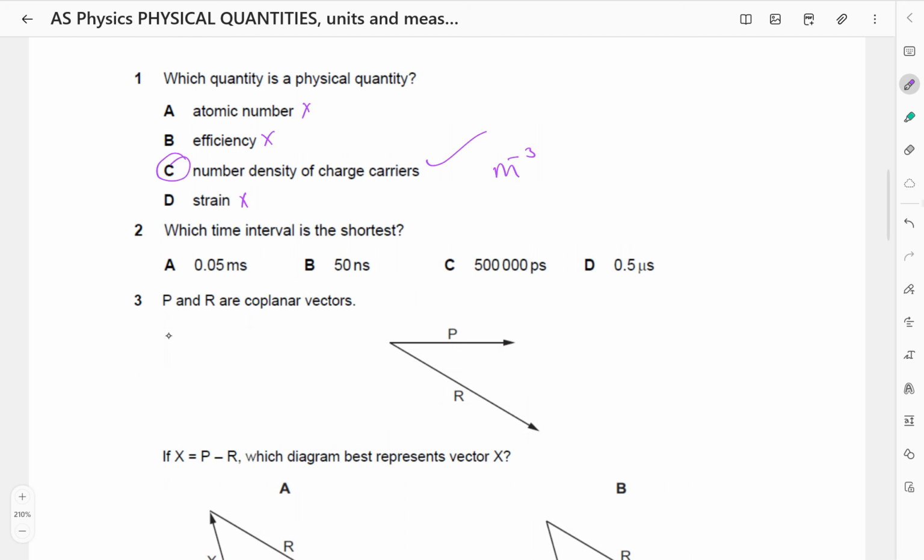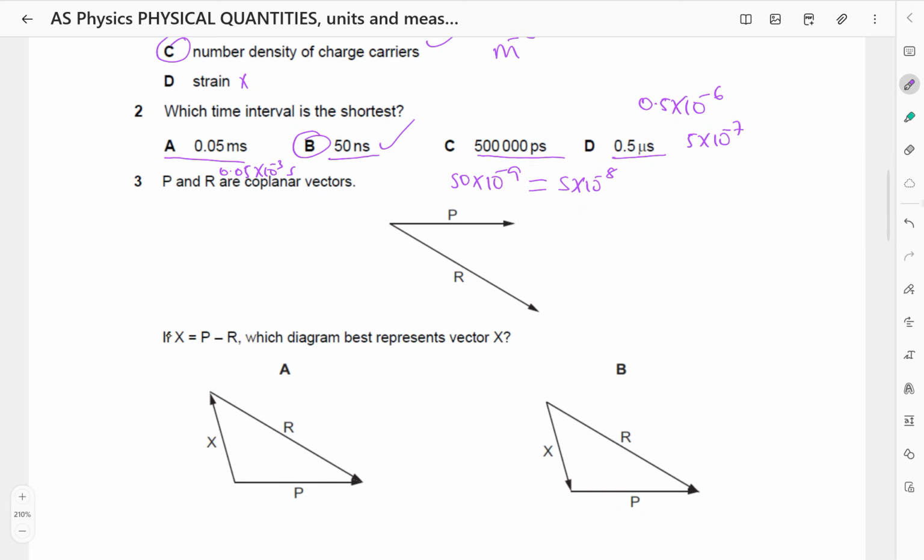Which time interval is the shortest? We can convert these ones, but I think the answer is going to be B. When I convert 50 times 10 power negative 9, because nano is power negative 9, that is 5 times 10 power negative 8. So this one is very big. This one, milliseconds, is going to be 0.05 times 10 power negative 3 seconds. This is bigger than this one already. Micro is going to be 0.5 times 10 power negative 6, which is 5 times 10 power negative 7, which is still bigger. So the answer is going to be B.